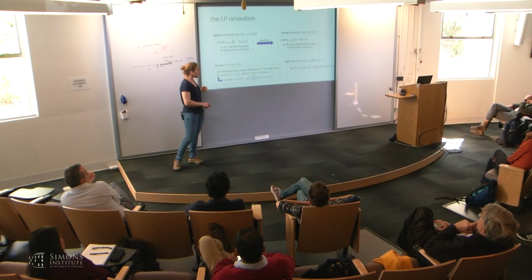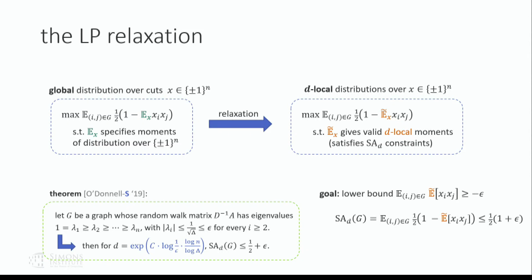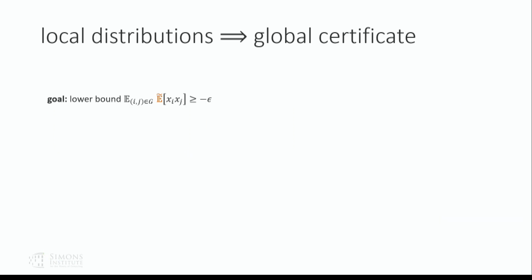Great. So the Sherali-Adams at degree D value for the graph is just the expectation over edges in the graph of half times 1 minus this pseudo correlation, and we want to prove that this is at most half times 1 plus epsilon. So our goal is really just going to be to lower bound the average pseudo correlation across an edge. Okay. And how are we going to do this?